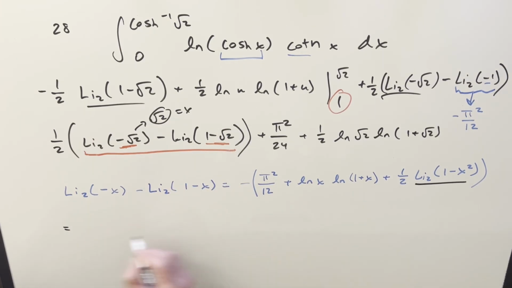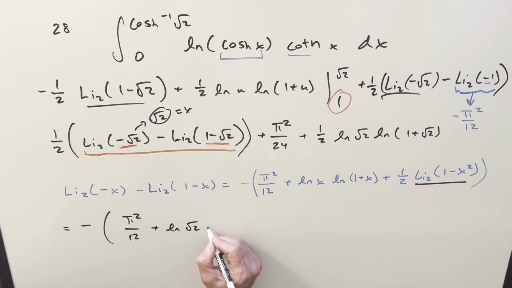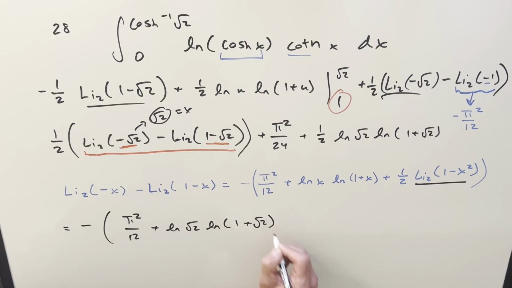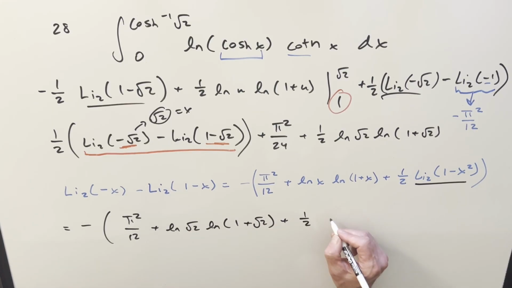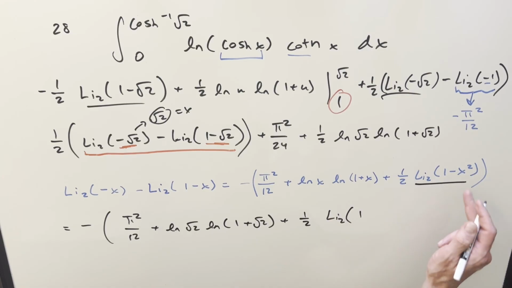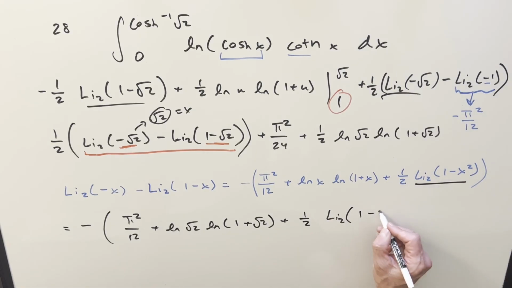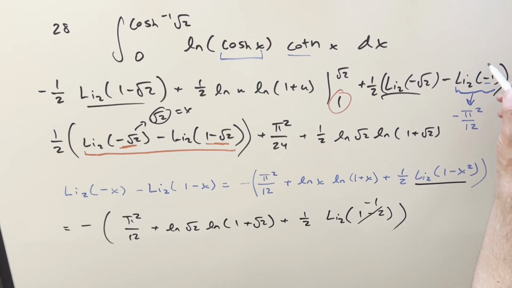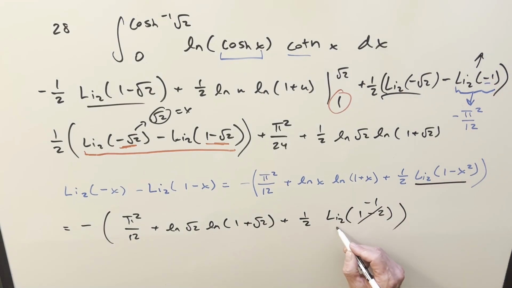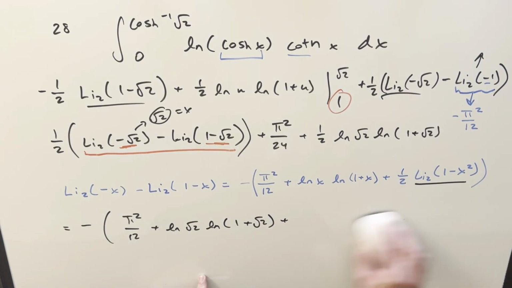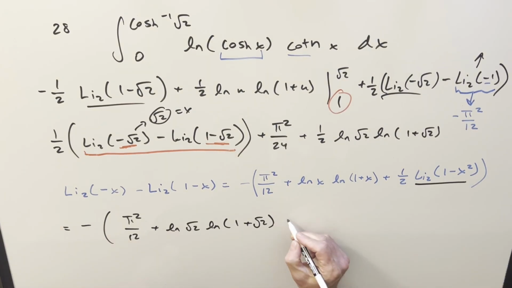So plugging into the formula on the right side, we get minus pi squared over 12 plus natural log square root of 2, natural log 1 plus square root of 2, plus 1/2. Okay, and here's the important part. 1 minus x squared is going to be 2, so we have 1 minus 2 here. But 1 minus 2 is minus 1, and that's the thing we found in another video. So this is actually minus pi squared over 12. When we multiply 1/2 times minus pi squared over 12, this becomes minus pi squared over 24.